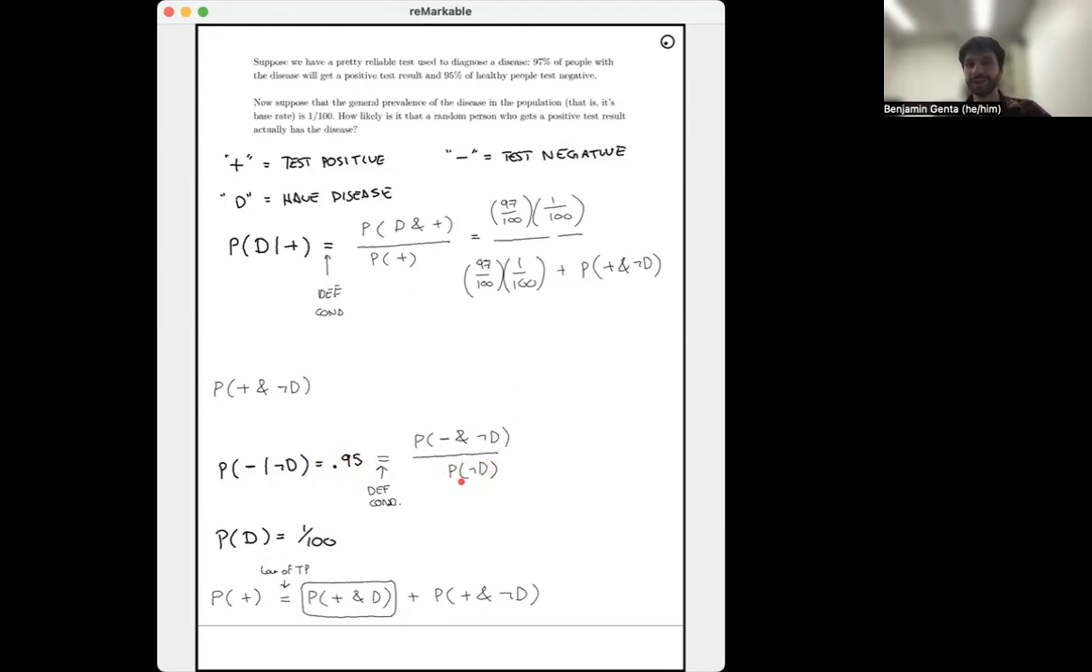Well, we didn't have this at the start of the example, but by rules 1 and 4 that I gave you, you can find it out. Because actually we even derived it in class: the probability of not having the disease is equal to 1 minus the probability of having the disease, which is 1 minus 1 over 100, so it's 99 over 100.